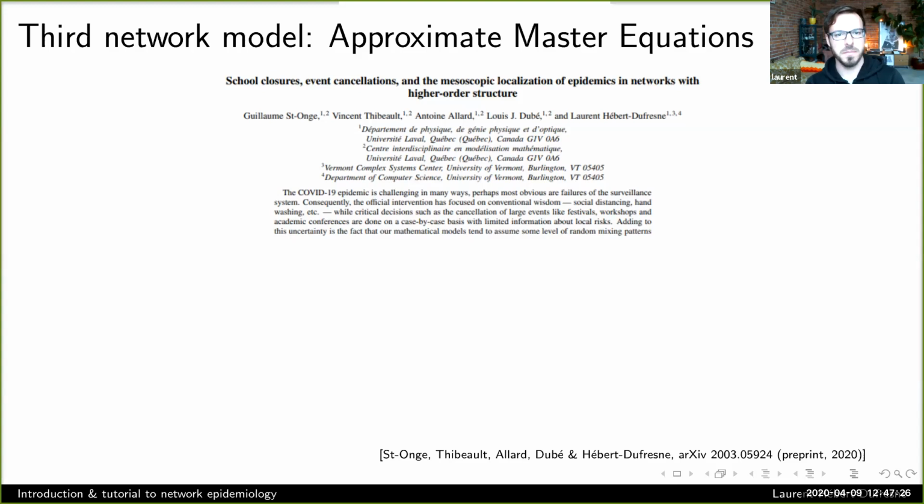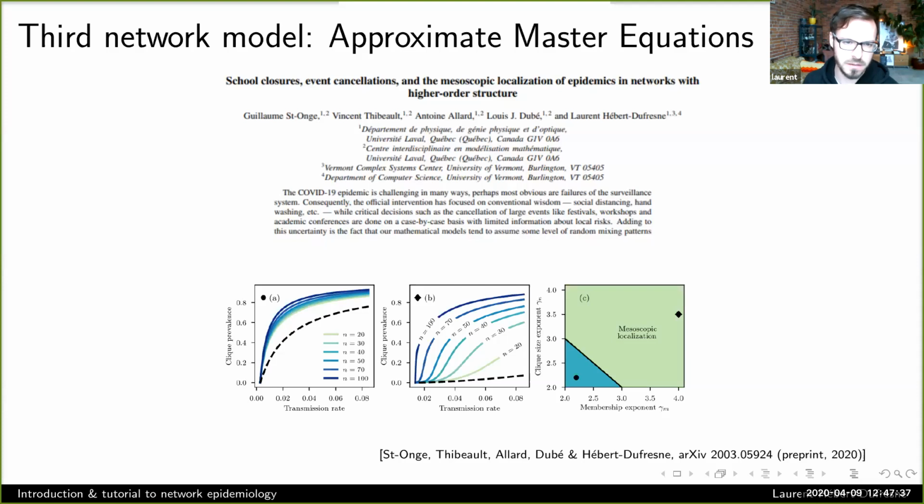So we generalize the pair approximation approach by looking at cliques and following the whole range of states that these cliques or events could take. And what that gives us is this phenomenon of mesoscopic localization. So I'll just point your attention here to panel A and B. Panel A is what you'd expect in a normal disease model, right? You can have larger cliques and you're just going to have a higher prevalence as a function of the transmission rate in larger cliques because it's more contact.